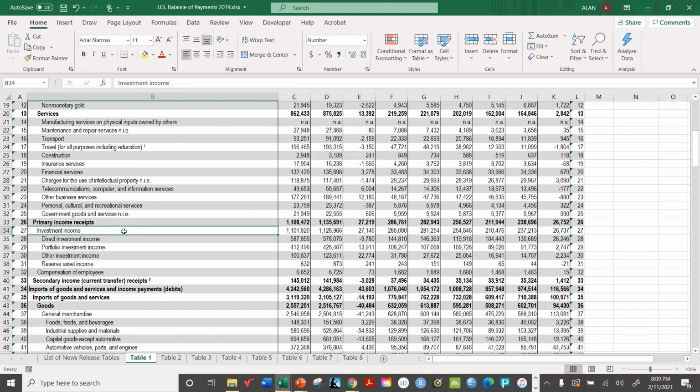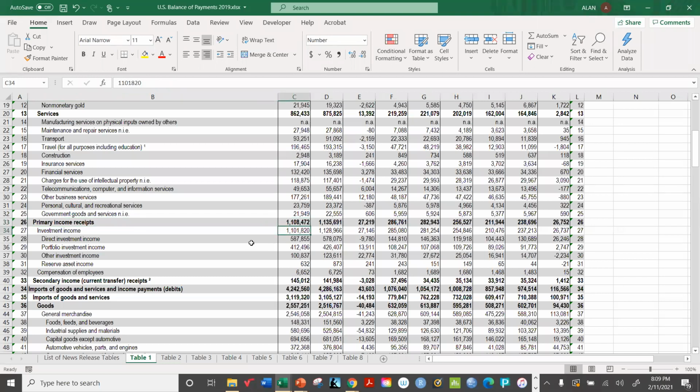When they say income, they basically are talking about a couple of basic things. If I'm an American and I decide to work in France and I send my wages back to the United States, that's defined as an income receipt for the United States because funds are flowing out of France into the United States. So I'm actually helping reduce the deficit by doing that.